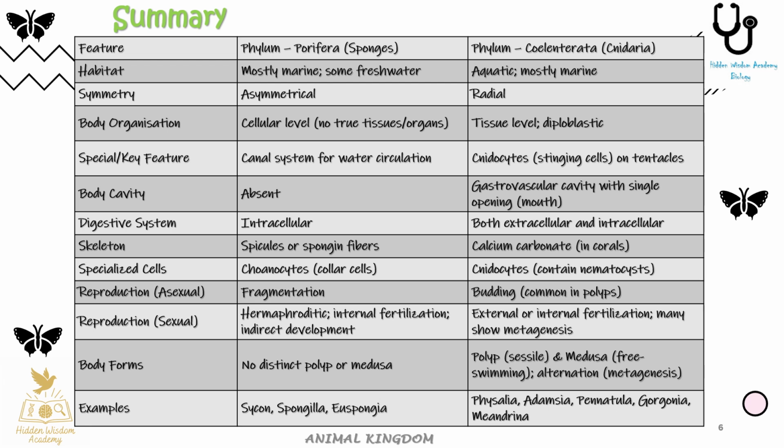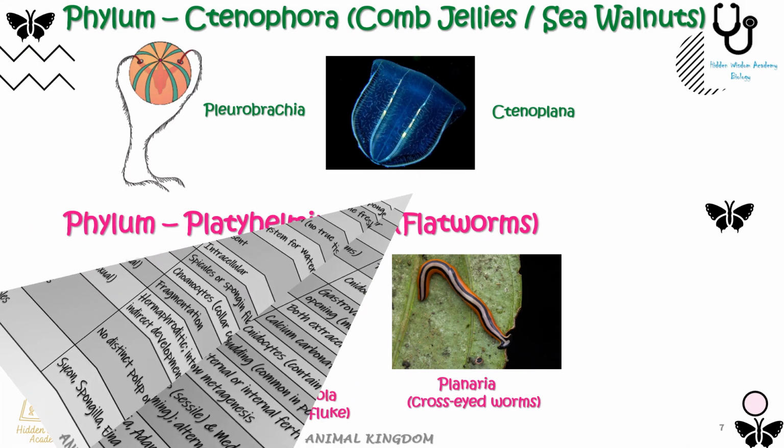Digestion occurs both extracellularly and intracellularly. In corals, the skeleton is made of calcium carbonate. Their specialized cells are cnidocytes, which contain structures called nematocysts. Asexual reproduction in cnidarians commonly occurs through budding, especially in the polyp form. Sexual reproduction can be external or internal, and many species show metagenesis, which is the alternation between polyp and medusa stages. Examples include Physalia, Adamsia, Pennatula, Gorgonia, and Meandrina.